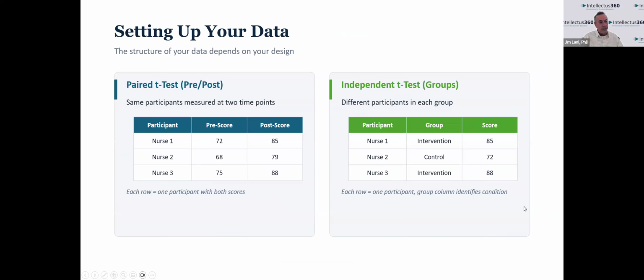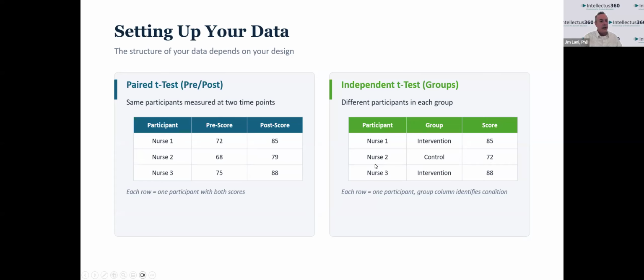Setting up your data is important. The key thing here is that each row is one participant. I see things on different data sheets. I see people in columns. This is how the data must be set up, whether you use Intellectus or SPSS or Excel, whatever you're using, you've got to have one person on one row. So for nurse 1, all of their scores are on row 1. Their pre-test score, their post-test score. That's the paired t-test version.